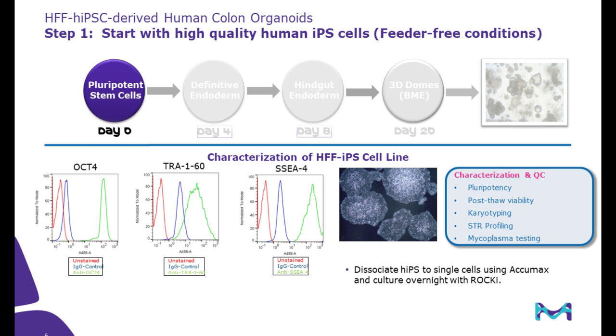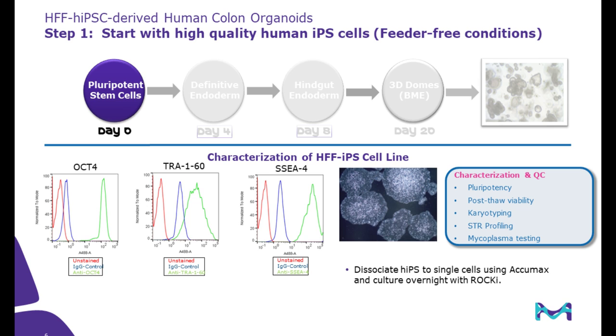Step 1 is to start with high-quality human iPS cells grown in feeder-free conditions. If your iPS cells are not already in feeder-free conditions, we recommend that you transition them to feeder-free culture for several passages before starting. iPS cells should express high levels of pluripotent markers such as OCT4, TRA-1-60, and SSEA-4. Make sure your iPS cells are undifferentiated by having compact colonies with distinct borders and well-defined edges, as shown. Differentiated cells must be cleaned off under a dissecting microscope before initiation of differentiation.